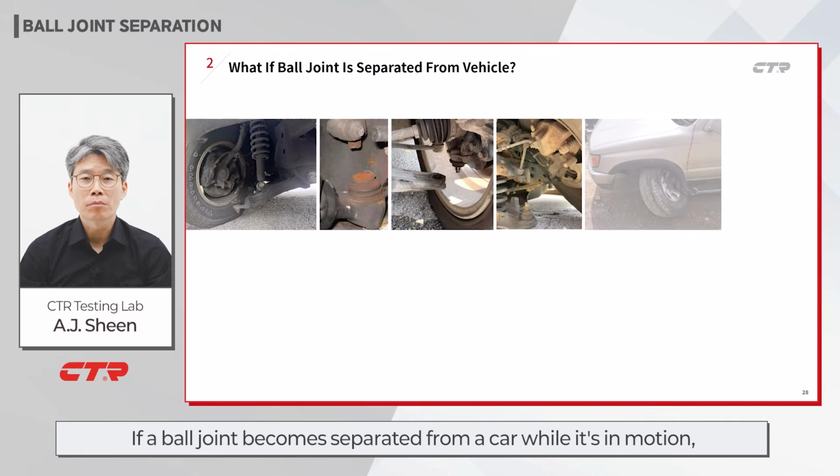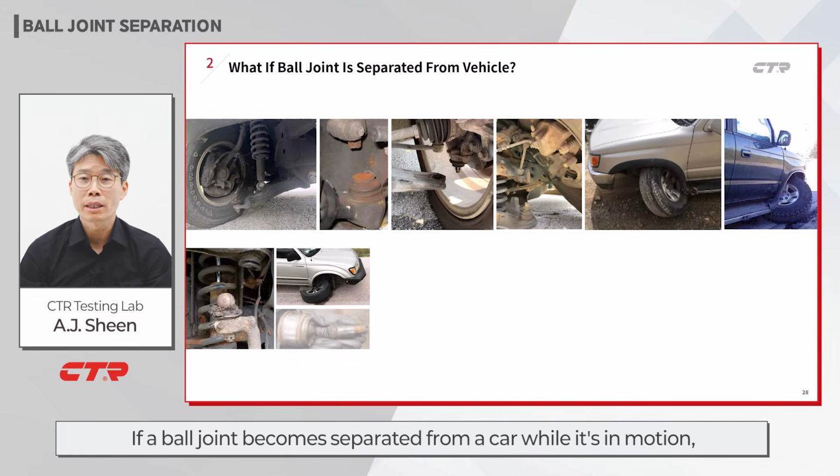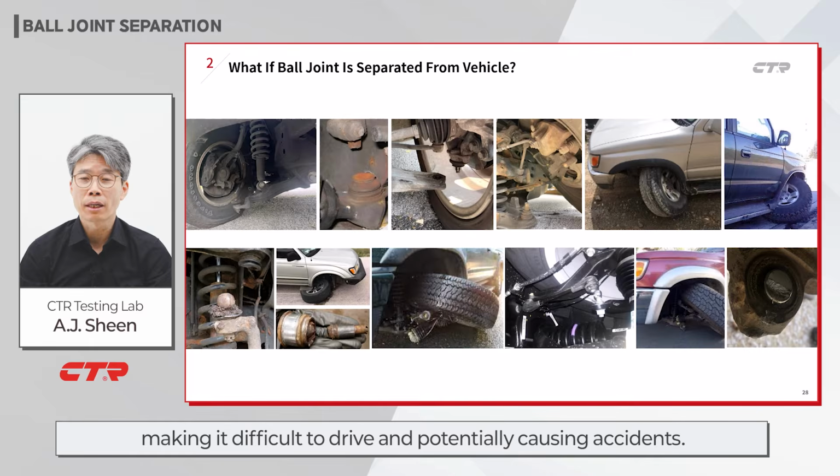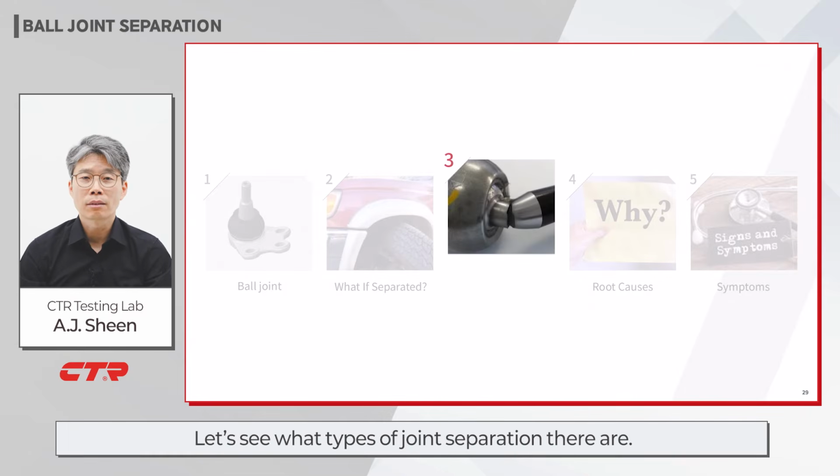If a boson becomes separated from a car while it is in motion, it can lead to steering difficulties or loss of vehicle control, making it difficult to drive and potentially causing accidents. That's why bosons are designated as safety parts in the automotive industry. Let's see what types of joint separation there are.